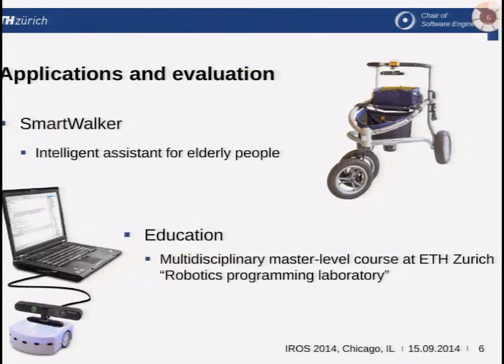So it has been applied and evaluated on different robotic platforms. Two of them are here. One is the SmartWalker and the other one is Tumio. Both are developed in partnership with ETH, and the SmartWalker is a robot for assisting elderly people, and the Tumio is used in educational programs.